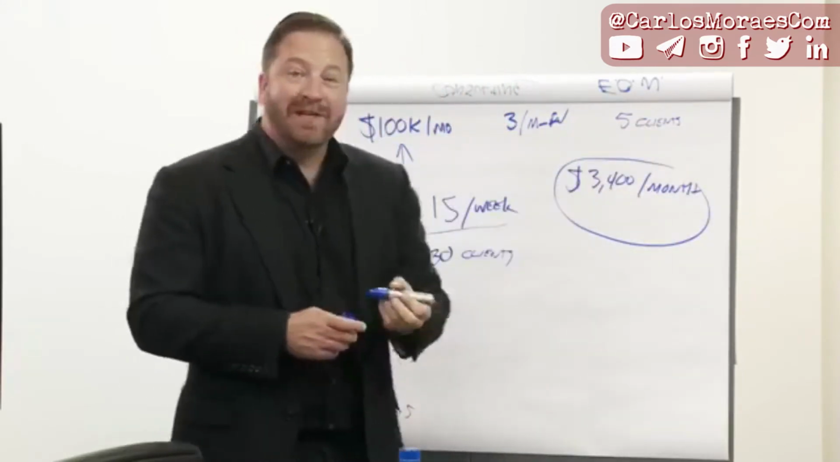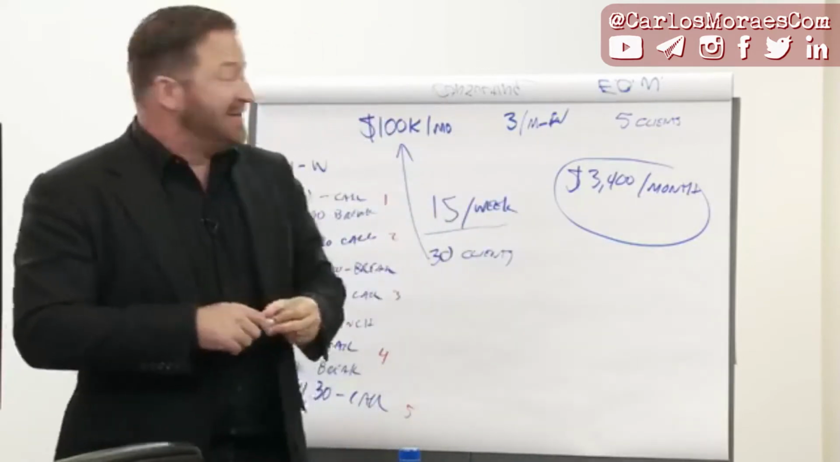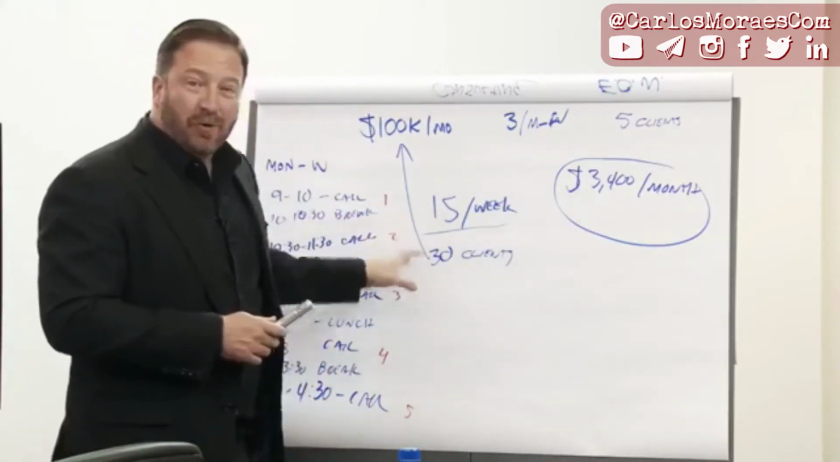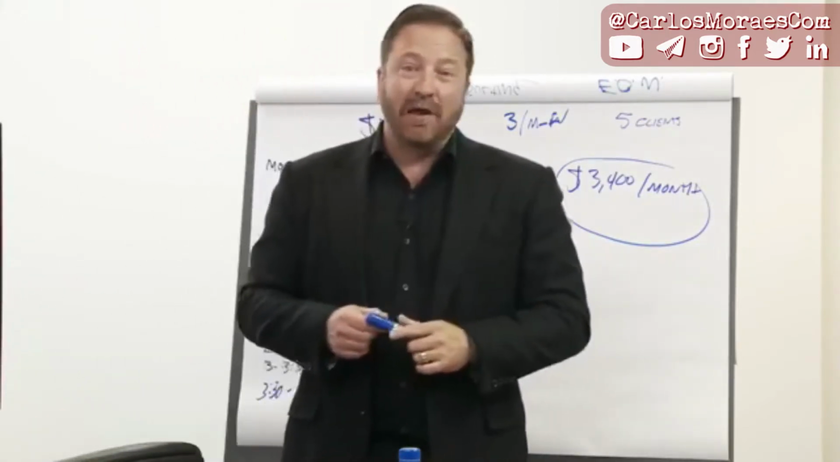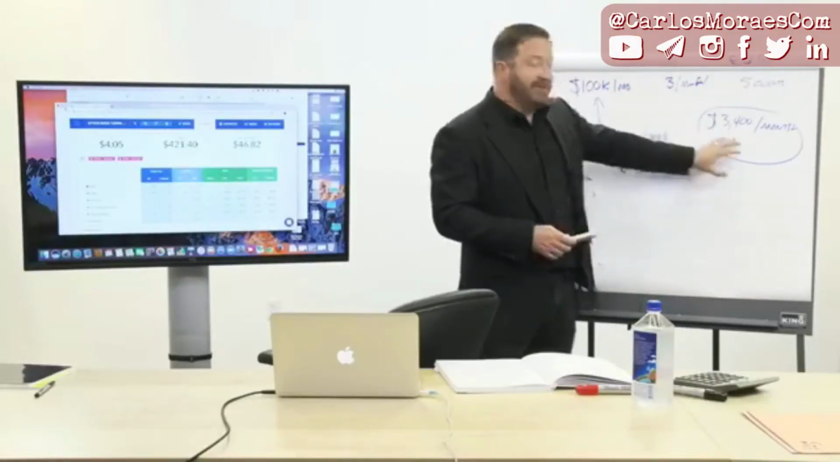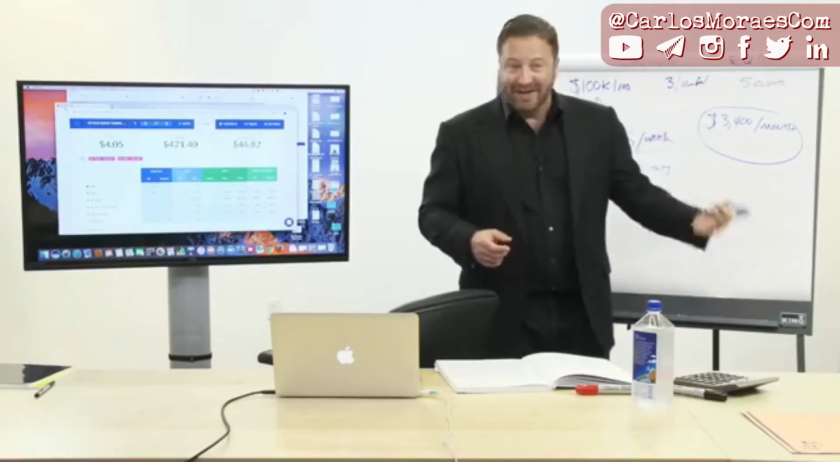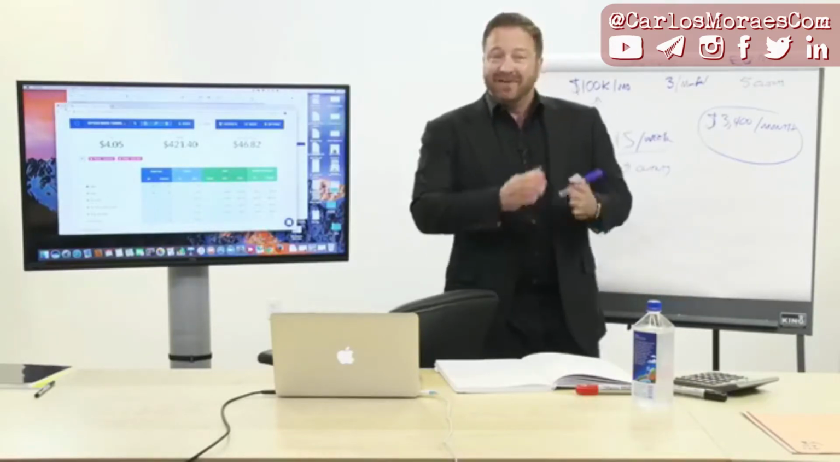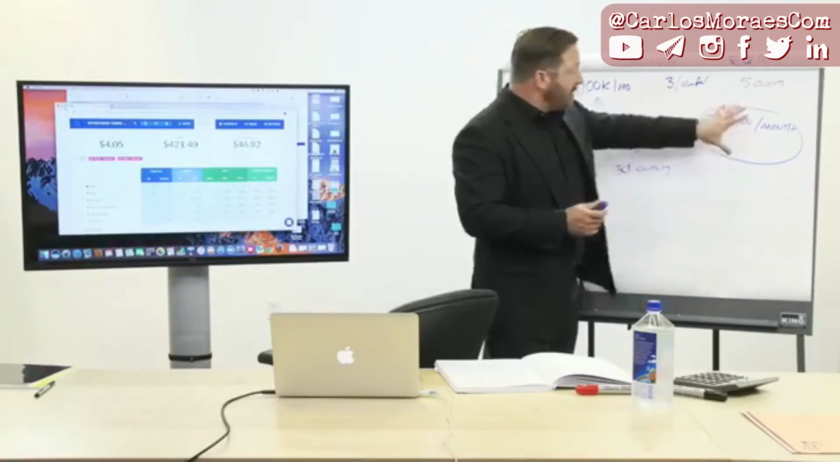So what we just did is we built a blueprint to $1.2 million a year, working 3 days a week, right? Now, does it take work to get there? Of course it takes work to get there. Does it take skill to be worth $3,400 a month? Yeah, of course it takes skill to be worth $3,400 a month. So how do we actually earn this $3,400?